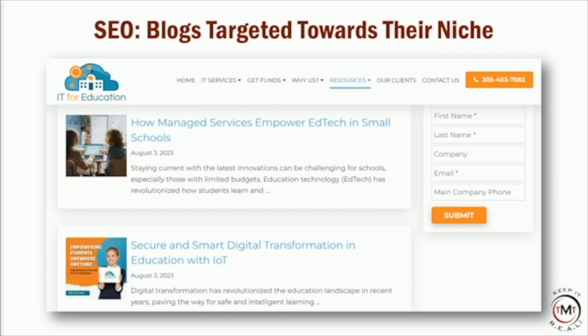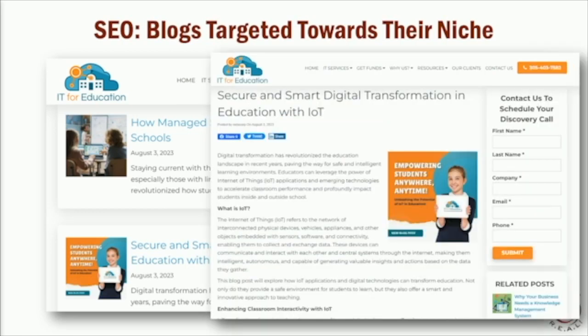So Robin talked a little bit about IT for EDU yesterday. Going to bring them back up. So here's their site, and they built this right in Vertical Action. They've just branded it very heavily with theirs. But they write some of their own content, like how managed services empowers ed tech in small schools. And then they write their own blogs, and it's geared directly towards their niche.